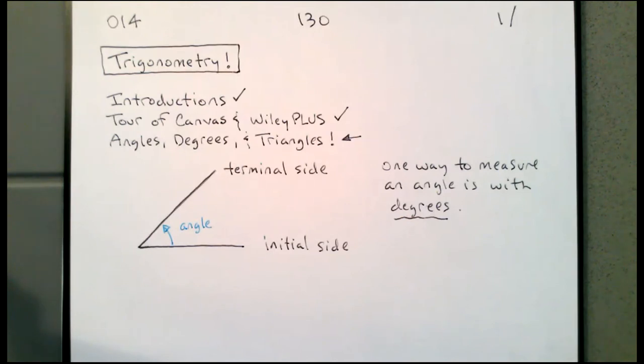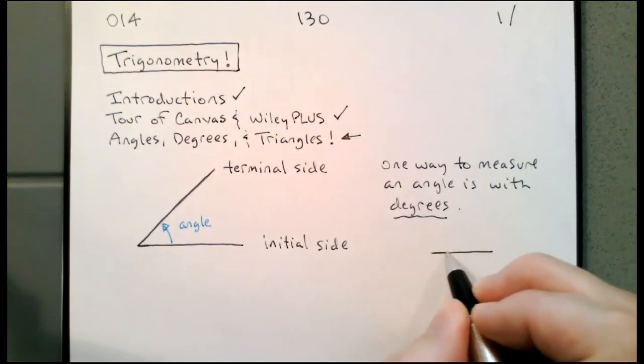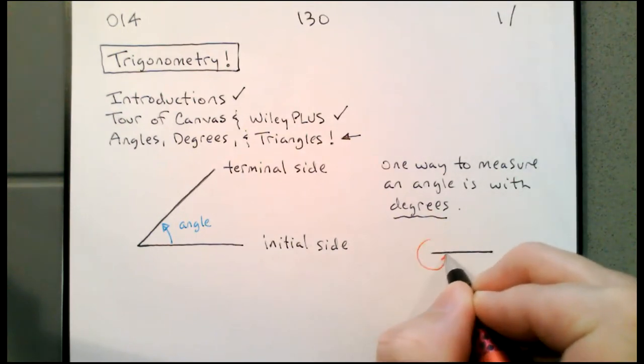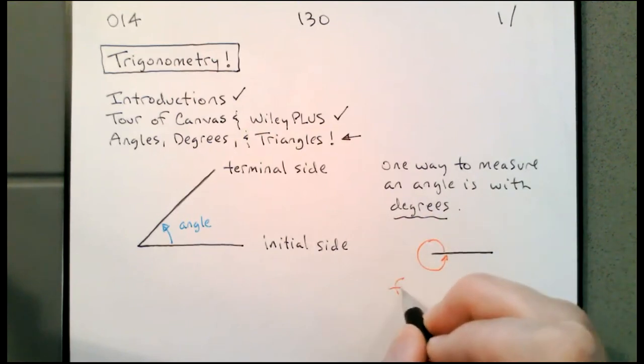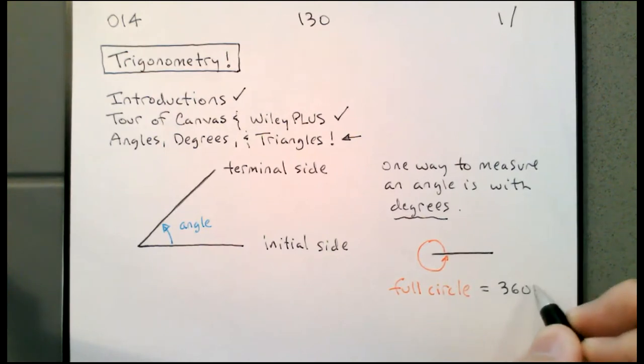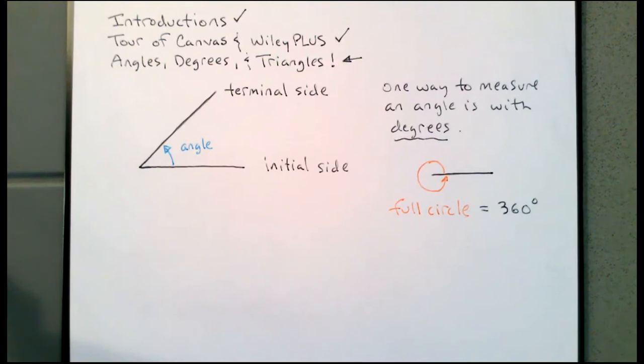And I always start with degrees because we're pretty familiar with how degrees work. If I take an initial side and I go all the way around in a full circle, if I make the initial side and the terminal side the same, and I just go all the way around one time around the circle, how many degrees is that full circle? Go ahead and type your answer in the chat. 360 degrees. I told you there's going to be a lot in this class that you already know. Just be confident that you know stuff. Be confident and guess. So a full circle is 360 degrees.